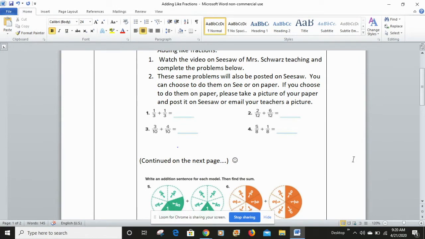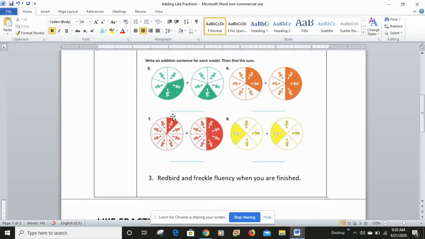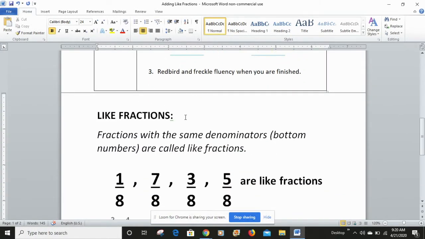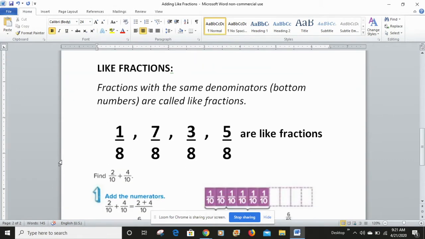So, adding like fractions. You can see these are the problems that you're going to be working on. It looks like a lot, but I think you'll go through this pretty fast just because adding like fractions is pretty easy. The first thing you have to know is what a like fraction is. Fractions with the same denominators, or the bottom number, are called like fractions. You can see in these fractions right here, 1/8, 7/8, 3/8, 5/8, they all have the same bottom number, the same denominator. And when they have the same denominator, even if it was an improper fraction, we still say that they are like fractions. As long as the denominators are the same, we can go ahead and add them.